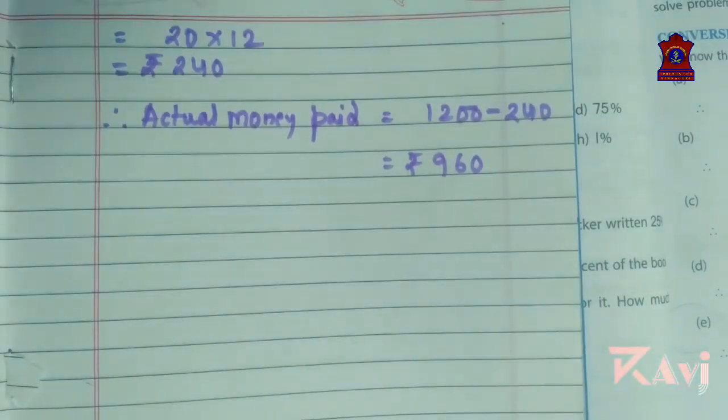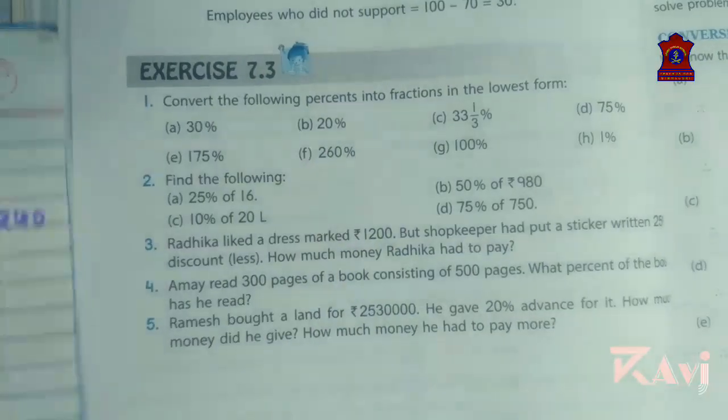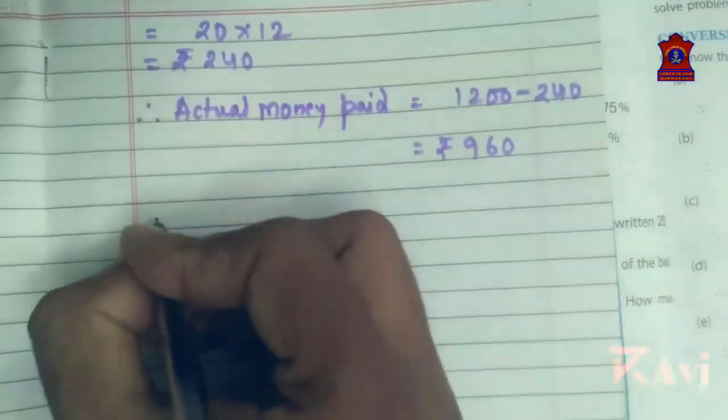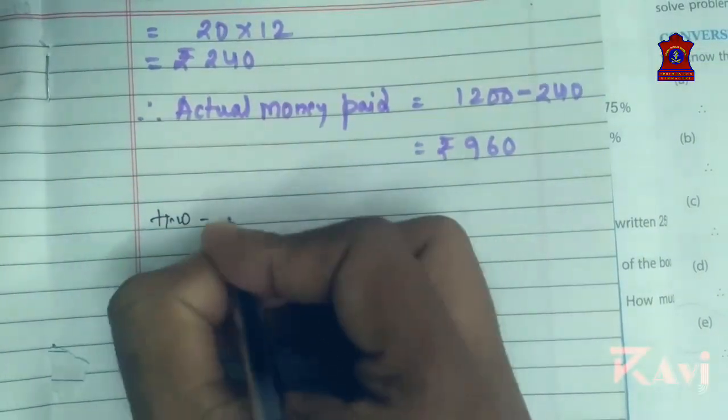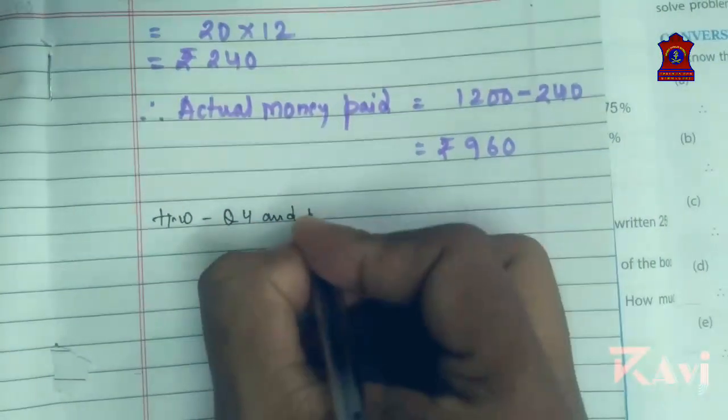Clear? Like this, you have to do question number 4 and 5. Homework: question number 4 and 5.